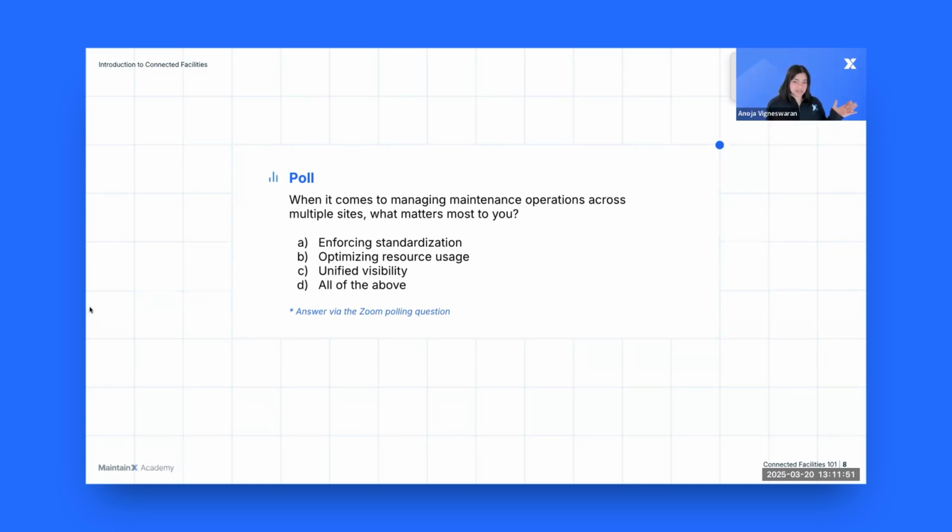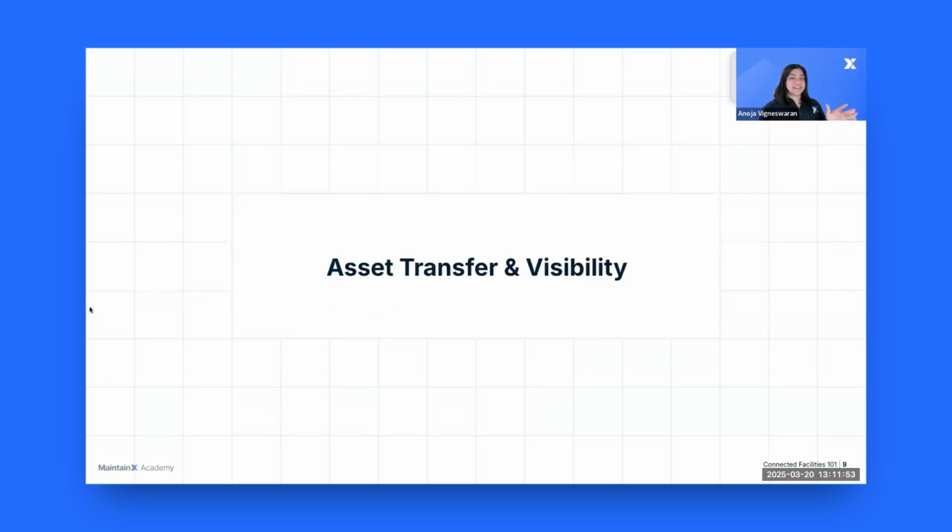Okay, so we've generally talked about connected facilities. Now let's get into some of the specifics, specifically asset transfer and visibility. So Mary, coming back to you, could you tell us what it means to transfer an asset, why visibility matters when it comes to our assets, and why transferring assets should be part of our connected facility strategy?